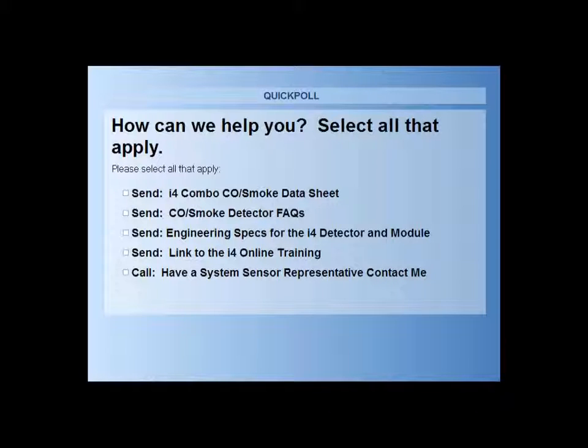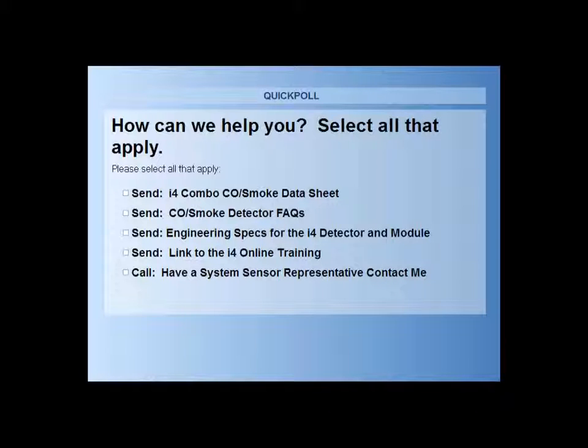Very good. Specific to the i4 product, they're wondering about approvals or listings that are available on the i4 CO smoke detector. The i4 detector is listed for UL 2075, which is gas, and UL 268, which is smoke. And then the module itself is listed for use with UL 985 panels, those are more residential panels, and for use with UL 864, which is more commercial panels. In addition to that, we also have a CSFM listing for the state of California. Okay. All right. Very good.